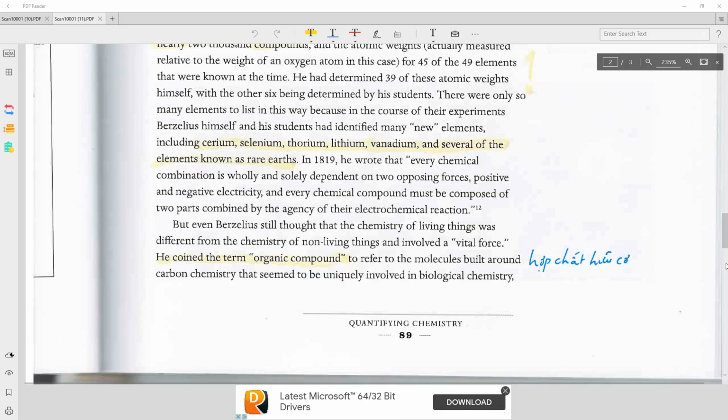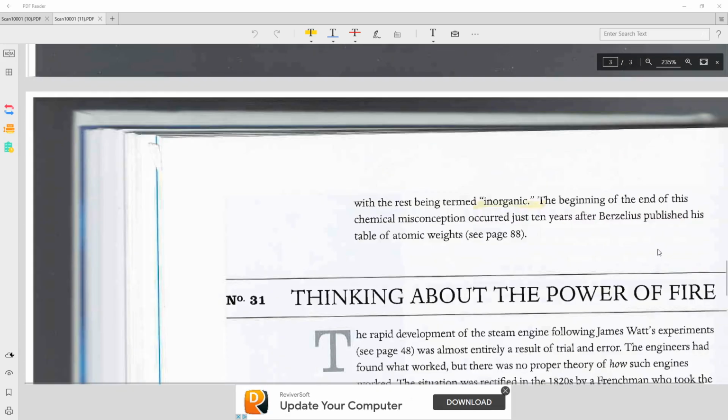But even Berzelius still thought that the chemistry of living things was different from the chemistry of non-living things and involved a vital force. He coined the term organic compound to refer to the molecules built around carbon chemistry that seem to be uniquely involved in biological chemistry, with the rest being termed inorganic. The beginning of the end of these chemical misconceptions occurred 10 years later, after Berzelius published his table of atomic weights.